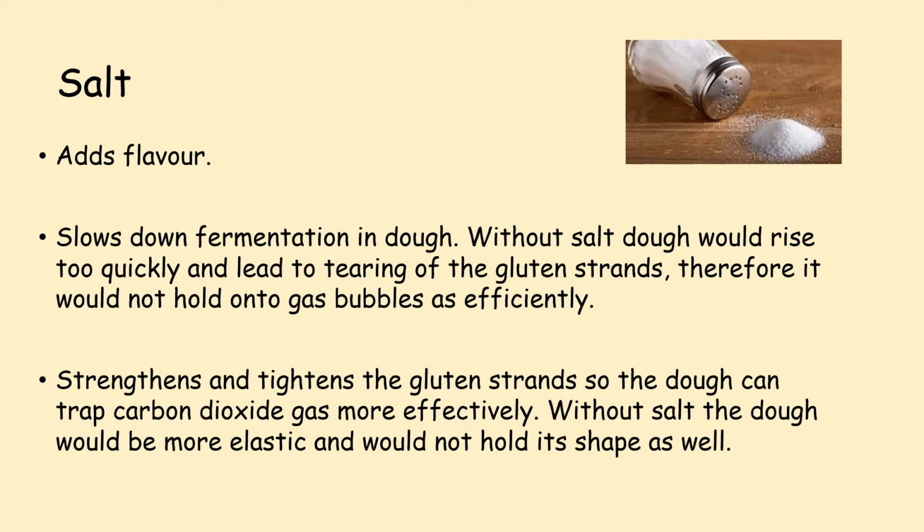Salt is used as it helps to add flavour, and it also slows down fermentation in the dough. Without salt, dough would rise too quickly and lead to tearing of the gluten strands. Therefore, it would not hold on to the gas bubbles as efficiently. It also strengthens and tightens the gluten strands so the dough can trap carbon dioxide gas more effectively. Without salt, the dough would be more elastic and would not hold its shape as well.